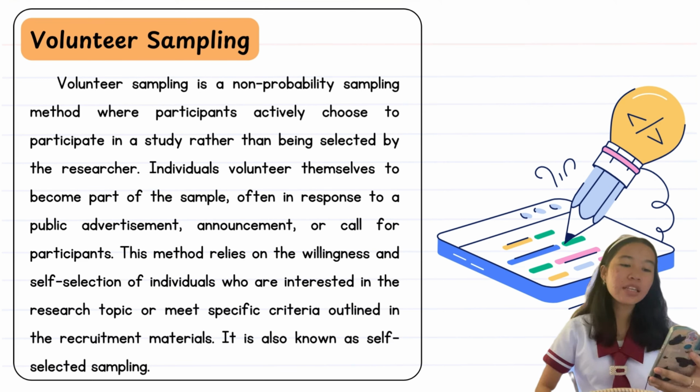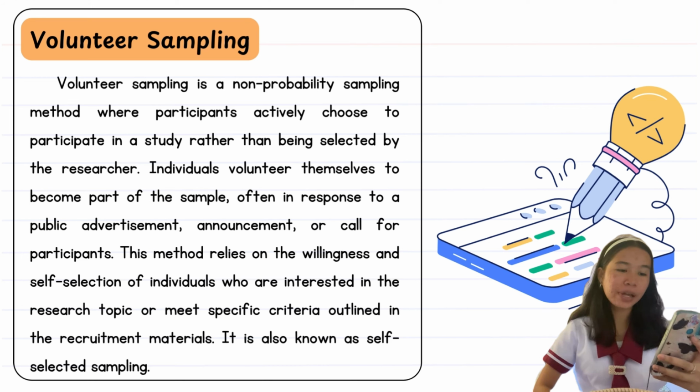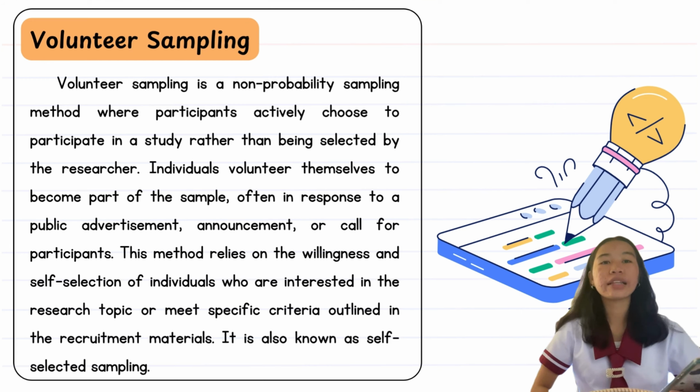Volunteer sampling is a non-probability sampling method where participants actively choose to participate in a study rather than being selected by the researcher. Individuals volunteer themselves to become part of the sample, often in response to a public advertisement, announcement, or call for participants. This method relies on the willingness or self-selection of individuals who are interested in the research topic or meet specific criteria outlined in the recruitment materials. It is also known as self-selected sampling.